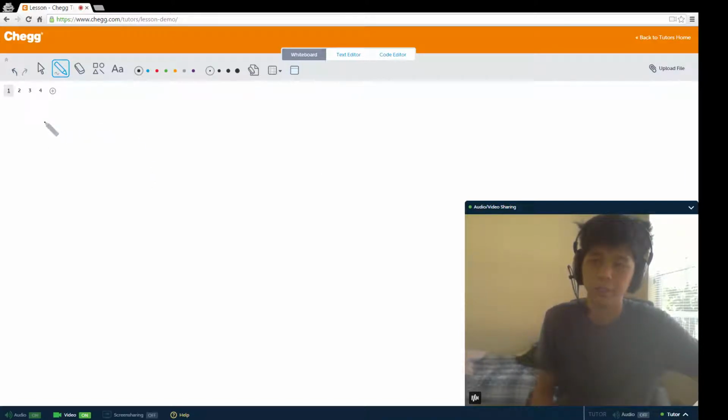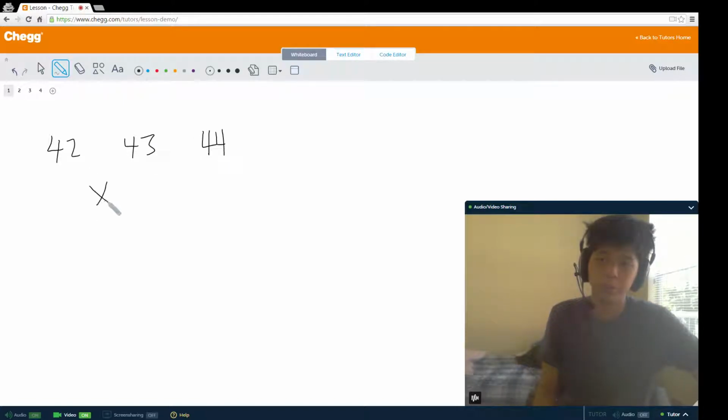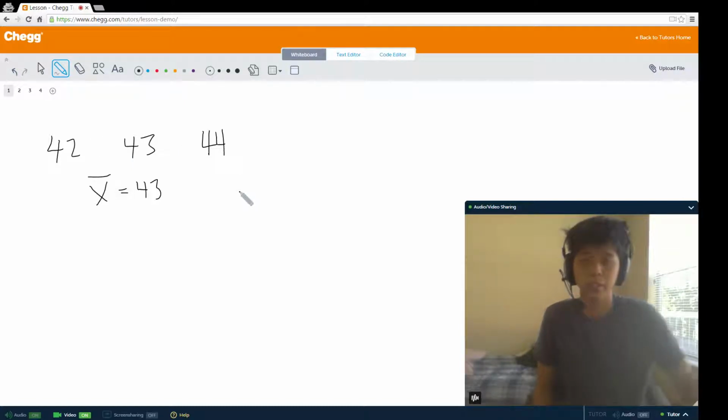Let's say we're measuring the ages of random people, and let's say we sample 3 people, and their ages are 42, 43, and 44. So here the mean, which we can represent as x bar, is 43. That's pretty simple. And if we look at our data, it's all pretty close to the mean. 1 point is the actual mean, and the other 2 are 1 away. So here we can say that the standard deviation is pretty low.